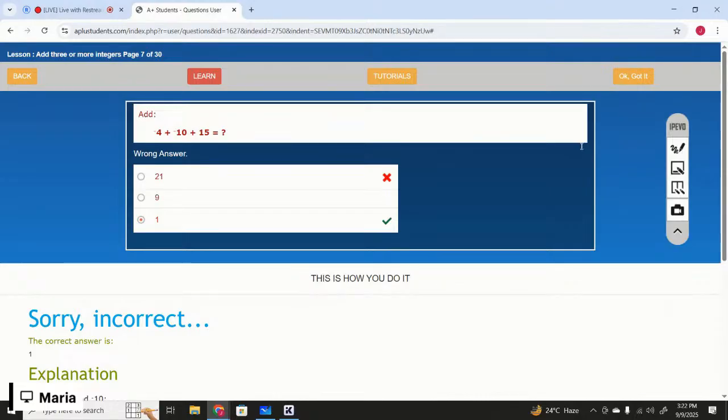Negative 10 and negative 4 is negative 14. So 15 minus 14 is 1. Option number 3 is the correct option.